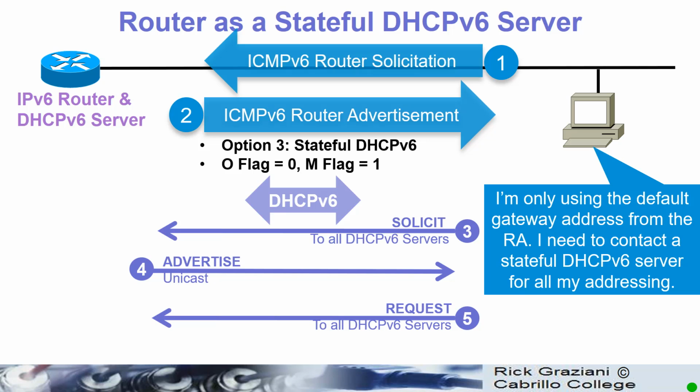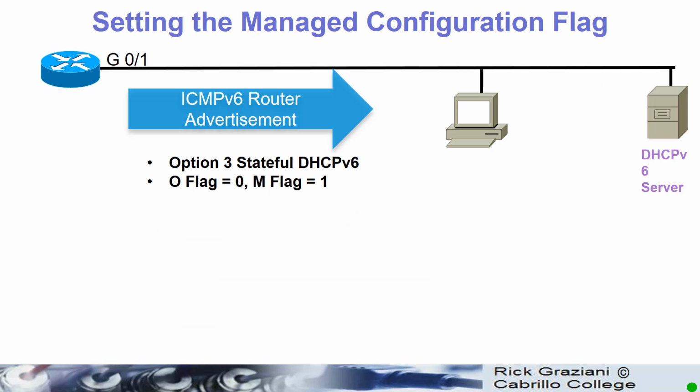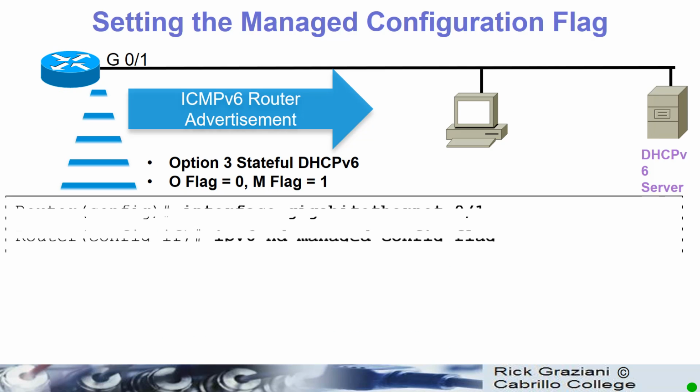Once the client receives the advertisement, it will send a request, again, to all DHCP servers, and then the DHCP server will send a unicast reply, giving it all of the information that it needed. So again, option 3, the managed flag is set.